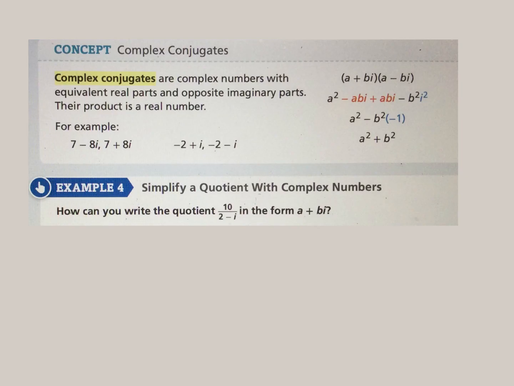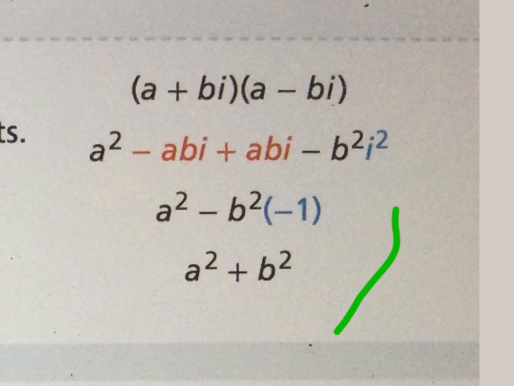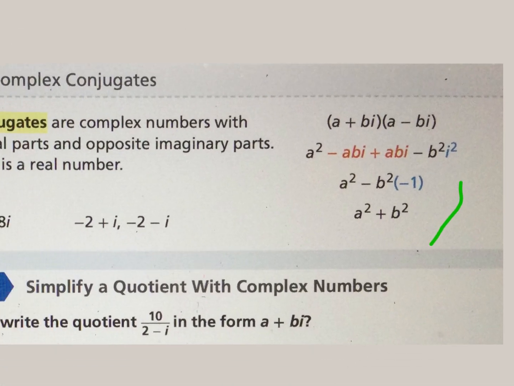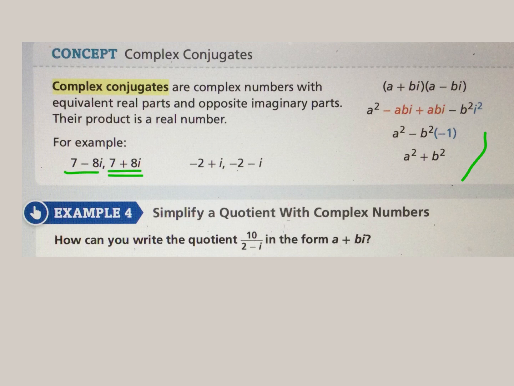All right, so they've got a little proof for you here in the book. And if you wanted to, you could take a second to pause and view this note and see where that's coming from. But really what I need for you to write down in this moment is these two examples of complex conjugates. So there's 7 minus 8i and 7 plus 8i, -2 plus i and -2 minus i. Those are both examples of conjugates.